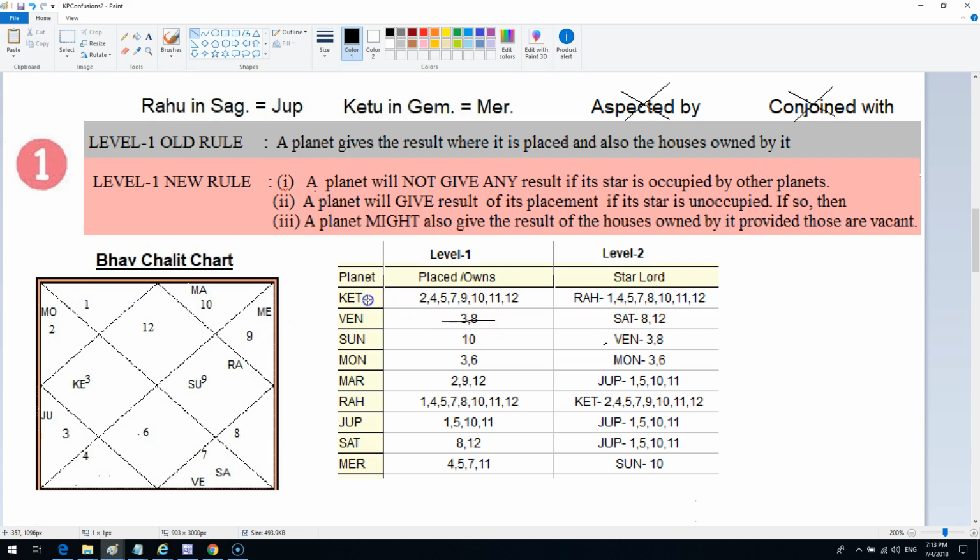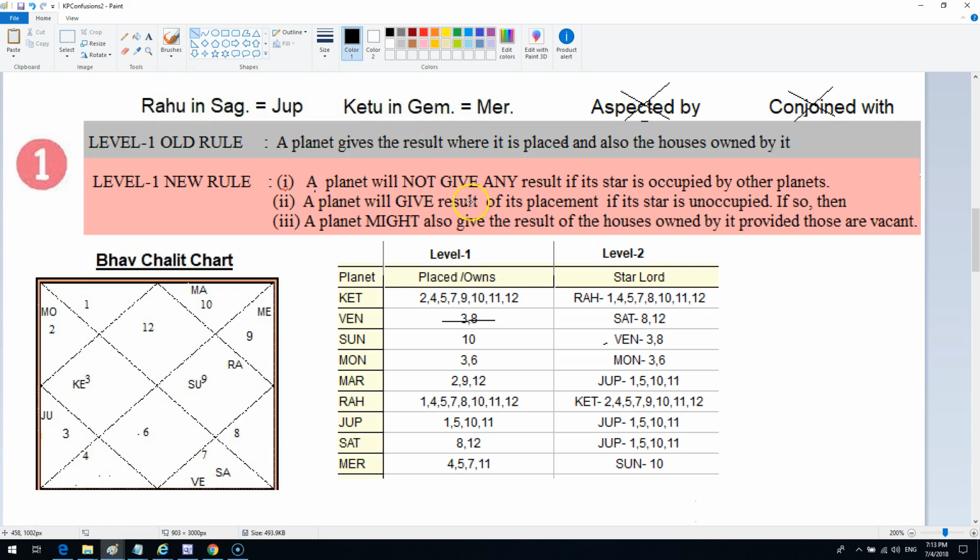Now let's look at Ketu. All these numbers appear because of the sign that Ketu is occupying and also the planets that are aspecting Ketu or Ketu's conjunction with other planets. But since these two things are not taken, we'll just focus on these two rules, the significance of Ketu being in a particular sign in the light of these new rules.